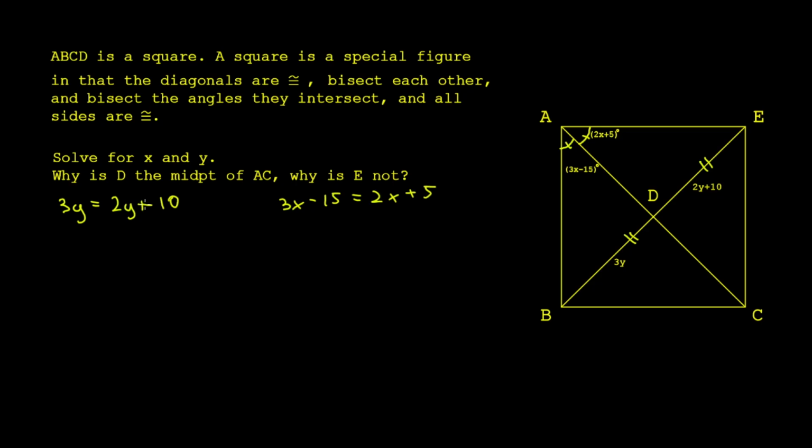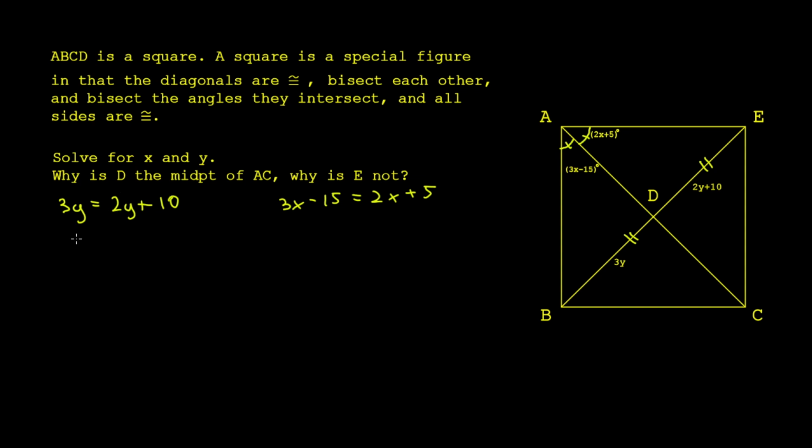Now you'll notice that we have two equations and two unknowns. Ask yourself, is this a system? It's actually not a system because this equation is only in terms of y, this equation is only in terms of x. So we will do each equation separately.